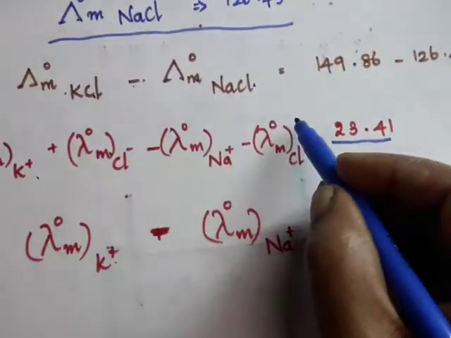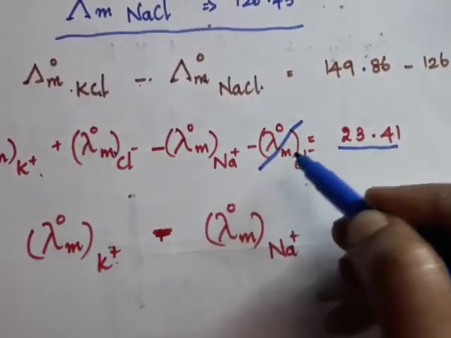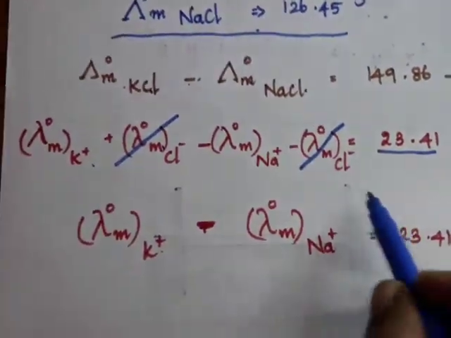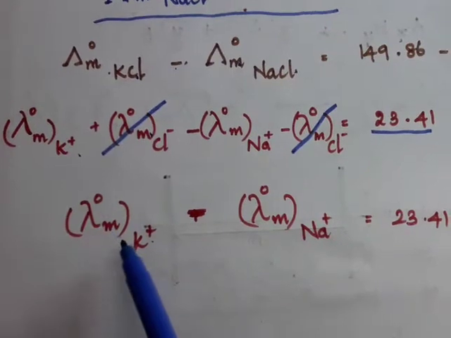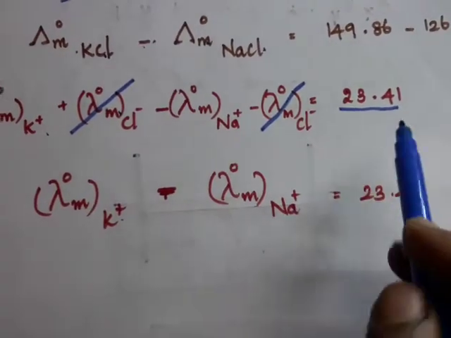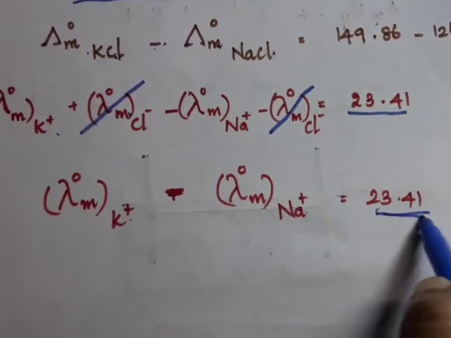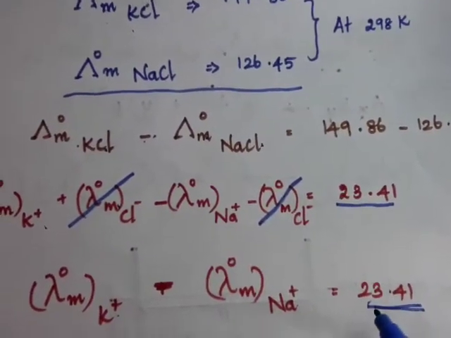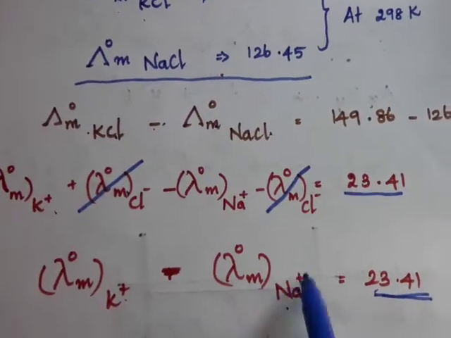That equals 23.41. Let me cancel the minus lambda m naught of Cl minus and plus lambda m naught of Cl minus. So we got lambda m naught of K plus minus lambda m naught of Na plus equal to 23.41. Like that, they will ask you to calculate for the various ions present.